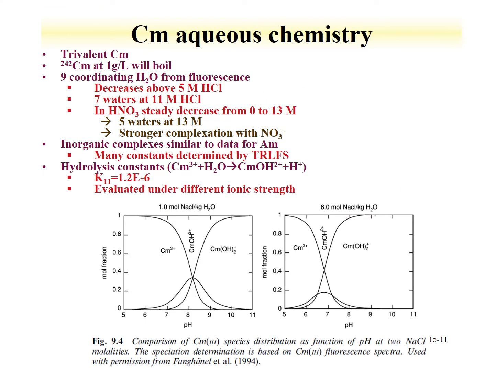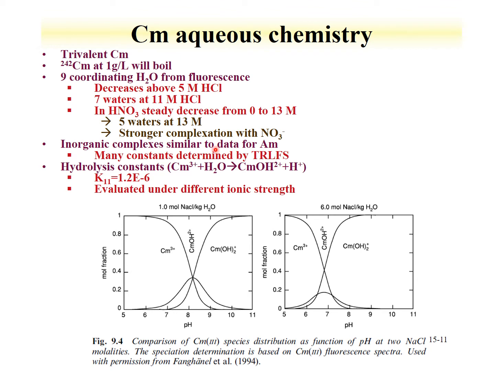The aqueous chemistry of curium is dominated by the trivalent state. It has 9 coordination with water, so a very high degree of coordination. Inorganic complexes of curium are very similar to the americium species, with many constants determined by time-resolved laser fluorescence spectroscopy. Curium, like uranium, can undergo fluorescence. Americium also undergoes fluorescence, as we discussed. The lifetime of americium fluorescence is generally measured in nanoseconds. The curium lifetime is much larger, and we'll discuss this in a little bit in this lecture.